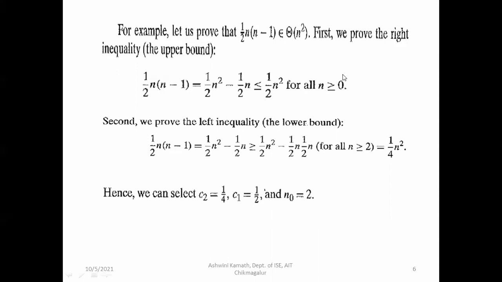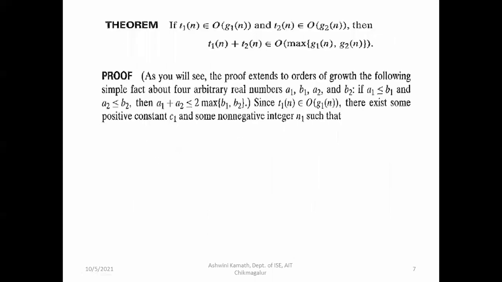See, for the upper bound we have taken N0 equal to 0. For the lower bound we have taken N0 equal to 2. But with N0 equal to 0, we cannot prove the second inequality. That's why N0 must be equal to 2. So C2 is equal to 1 by 4, C1 is equal to 1 by 2 and N0 is equal to 2.